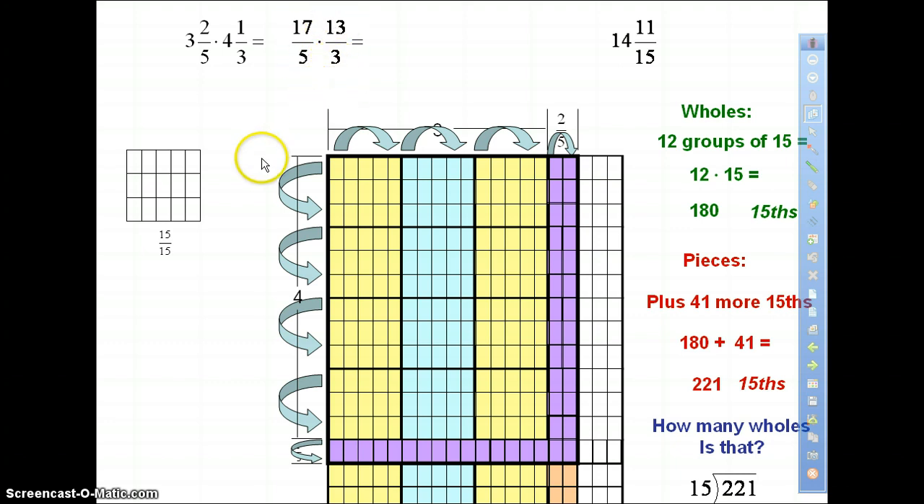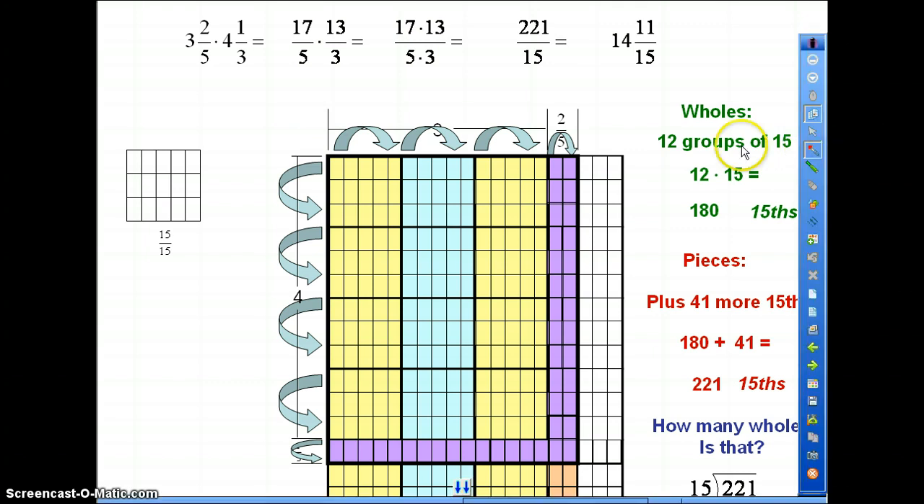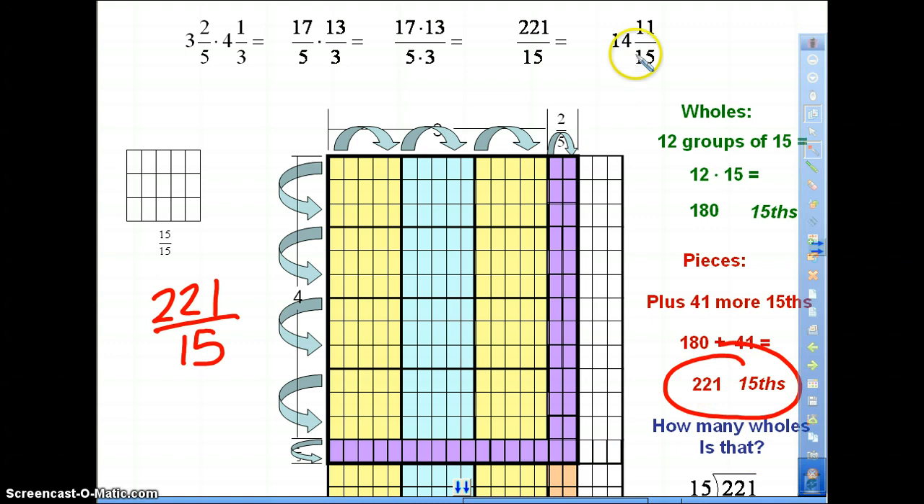How do you multiply these two fractions together? Tops times tops, bottoms times bottoms, multiply them straight across. Go ahead and multiply these out, and you get 221 over 15. Isn't that what we got earlier? Yeah, 221 15ths. And then you go ahead and do the long division, and you get that for your answer.